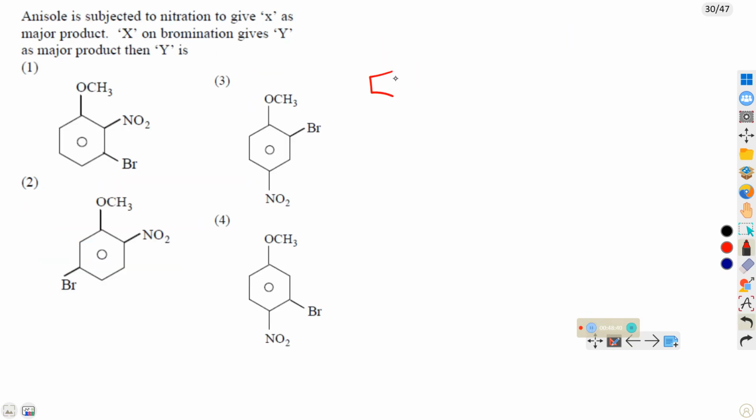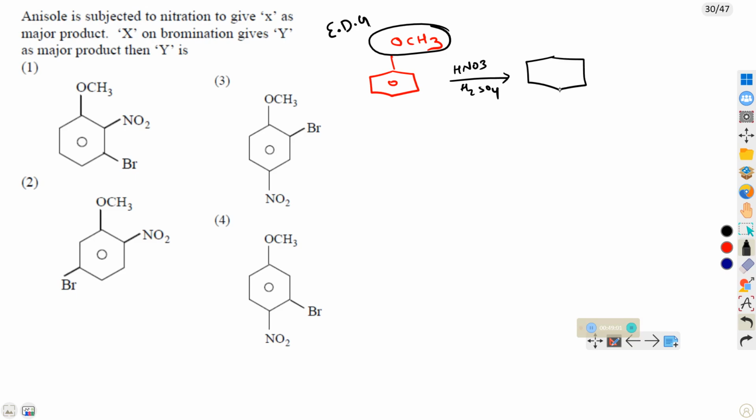Anisole, C6H5OCH3, undergoes nitration with HNO3 and H2SO4. First of all, identify that the OCH3 group is an electron donating group. That's the reason it gives ortho and para products. The para product is the major product. In nitration, the electrophile is NO2 plus, so NO2 is substituted on the benzene ring.